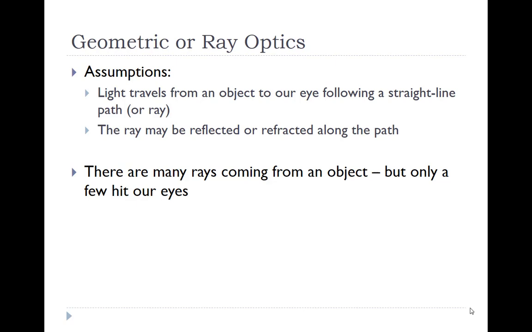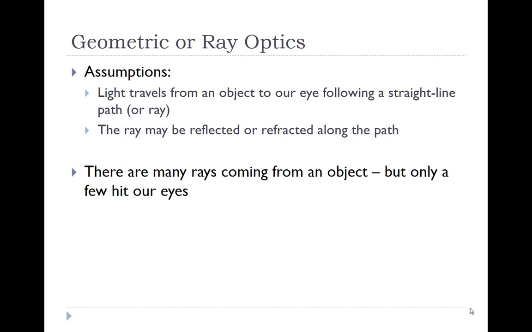The first is that light travels from an object to our eye following a straight line or path. You might think about this as a light ray. That ray may be reflected, so it might hit an object and bounce off and then come to our eye. That object could be a mirror or it could be your pet.